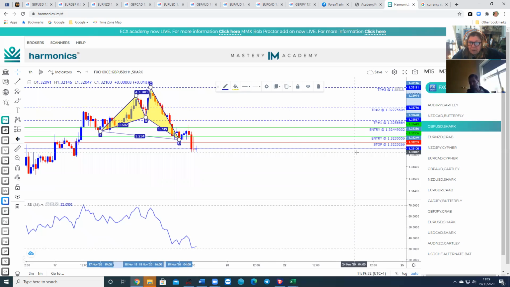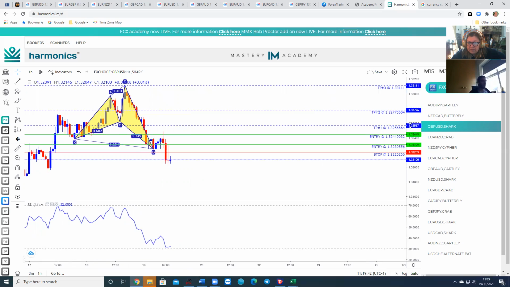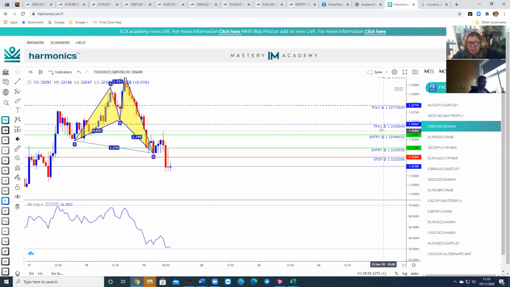So the rules are that we don't enter a shark until it's reached the second entry level here. Is that when the D point has reached that level, or when the candles have? When price has, yeah, right. Yeah, or 50% to take profit 1, or even take profit 1. So that's the area that we're looking at.